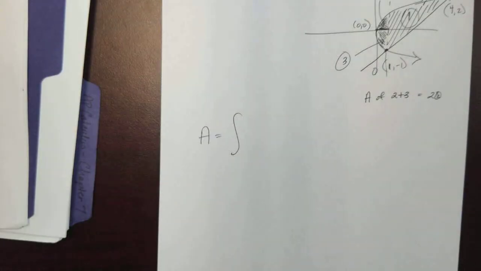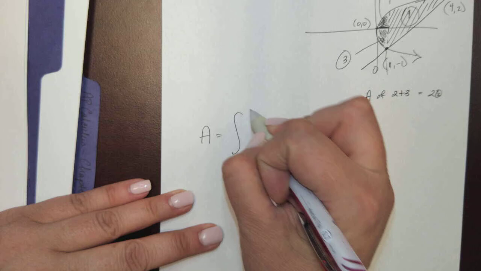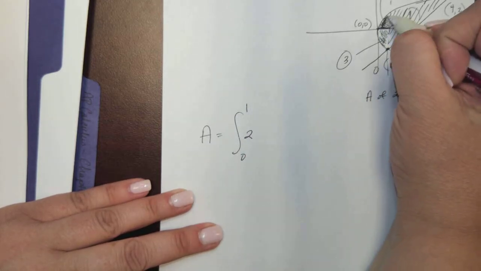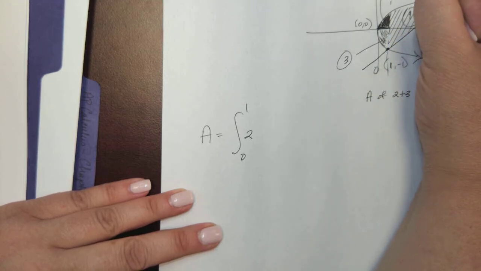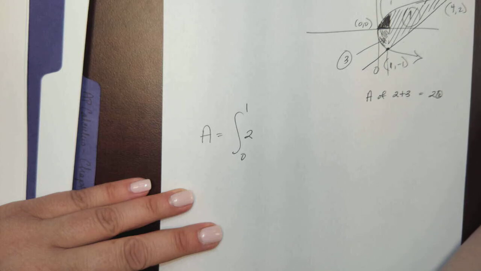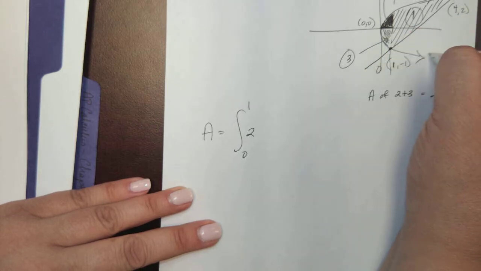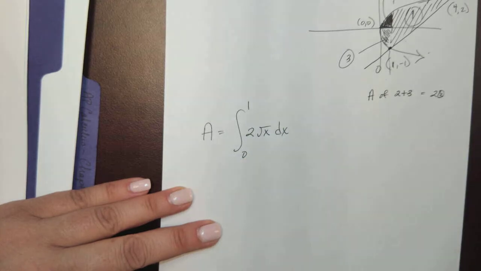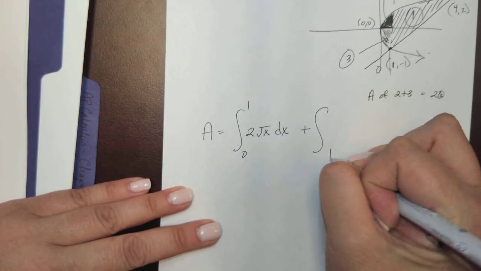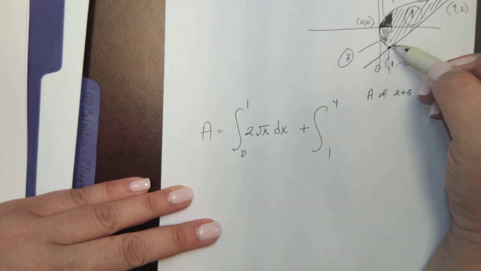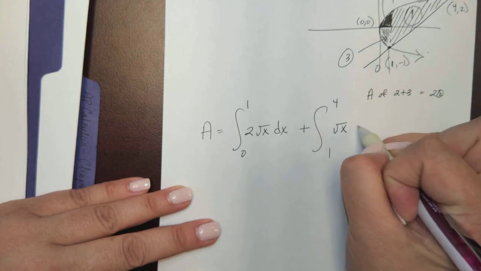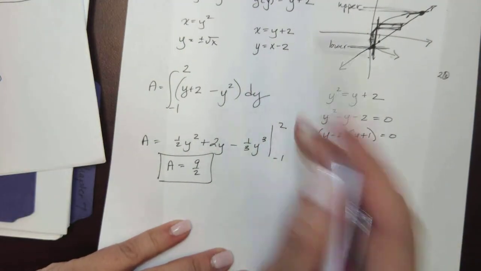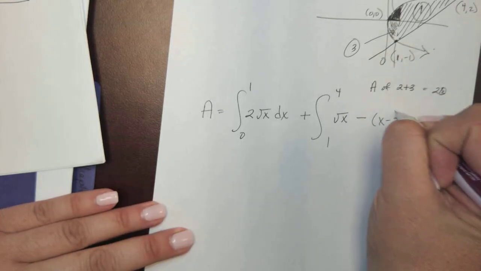That makes sense. So here I'm going to say this is the integral from 0 to 1 of 2 times this area, which we just said this part of the curve is positive square root x and this part is negative square root x. So 2 square root x dx plus integral 1 to 4. Now I can do the area between two curves: square root x minus my function in terms of x, which is x minus 2 for my linear, dx.